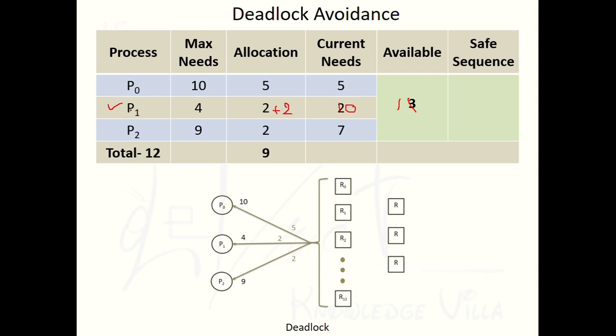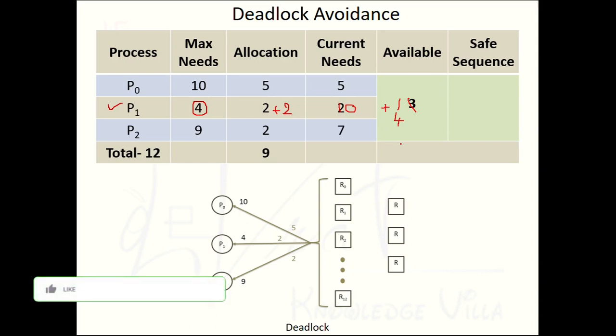So after completion of P1, these 4 resources become free. And 1 resource was available on hand. So 1 plus this 4, so a total of 5 resources are available. Now let's see about other processes. The requirement of P0 is 5 and the requirement of P2 is 7. We have 5 resources on hand.